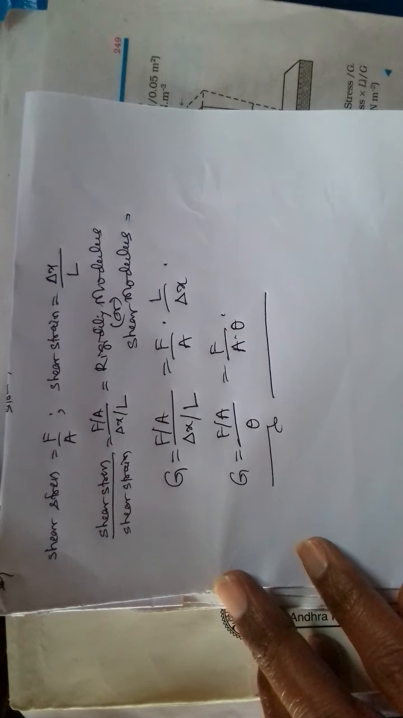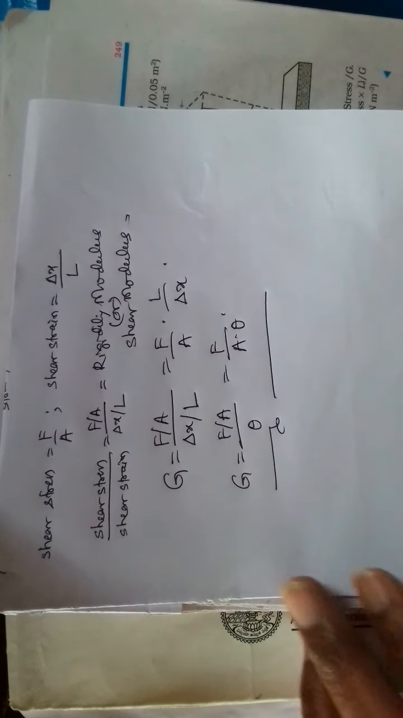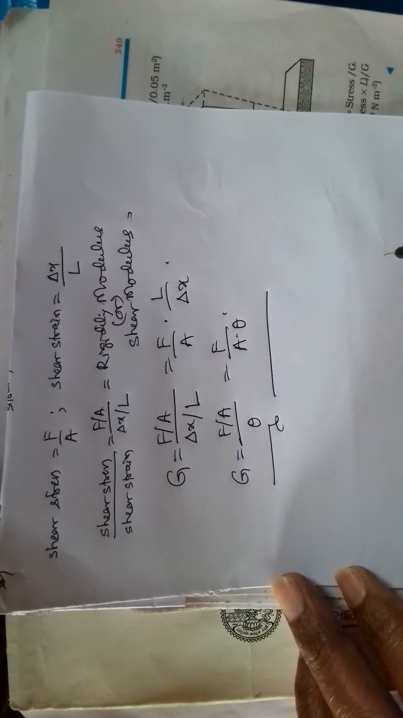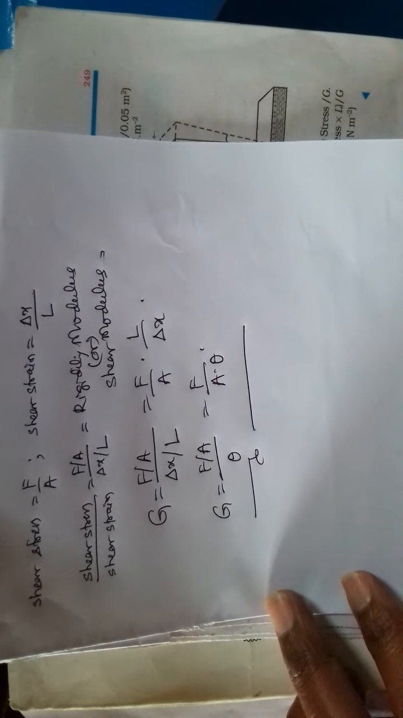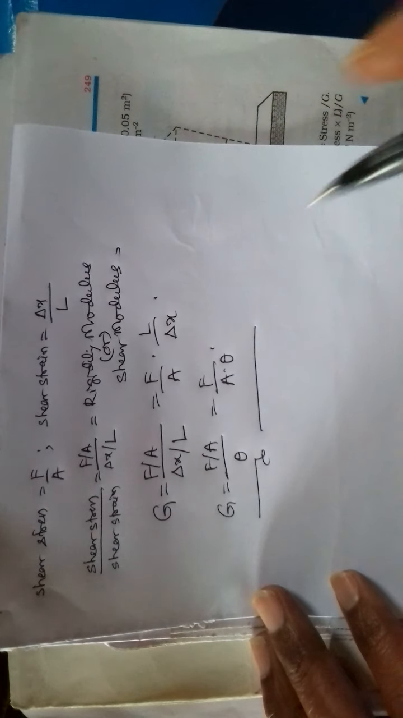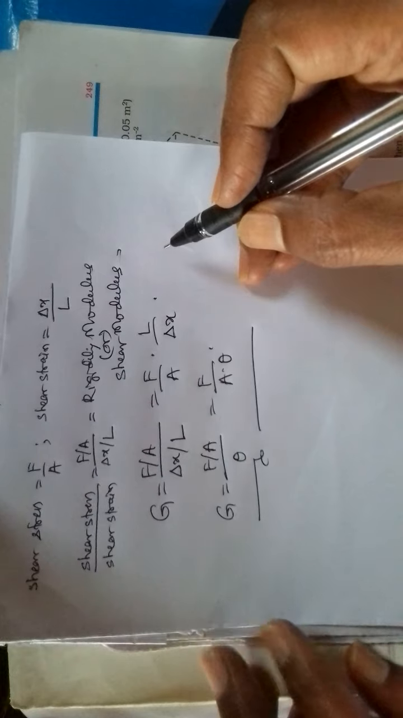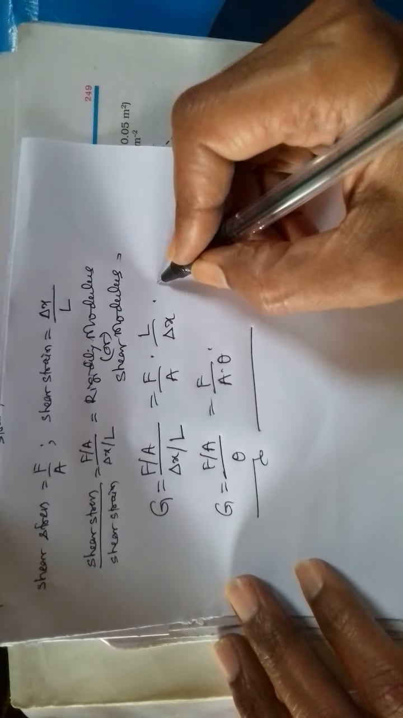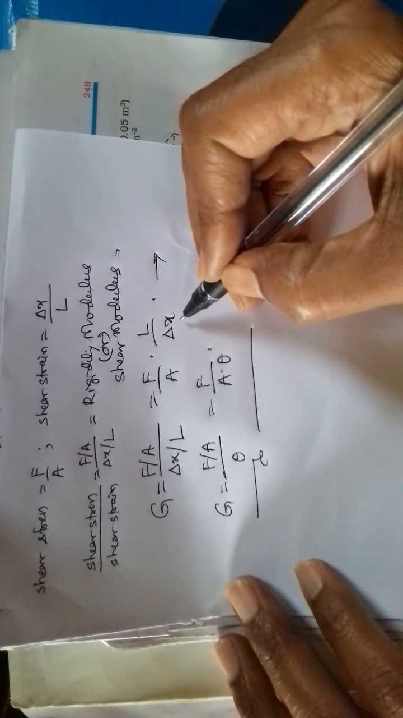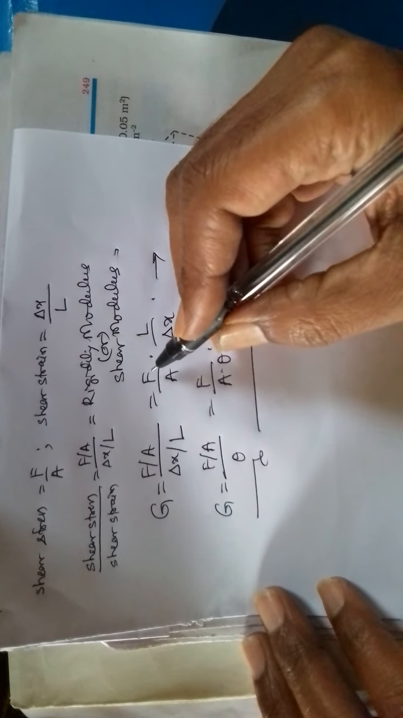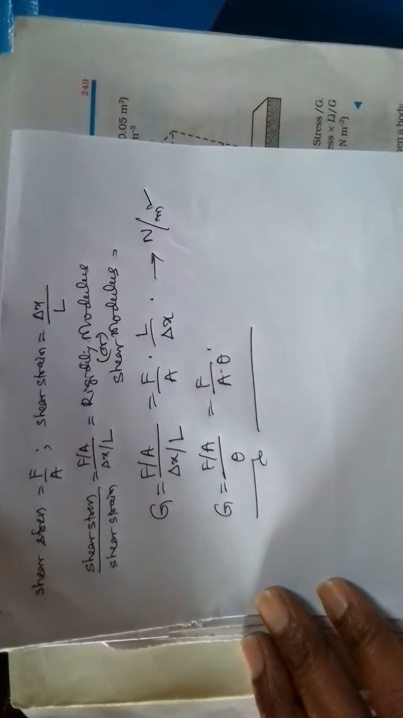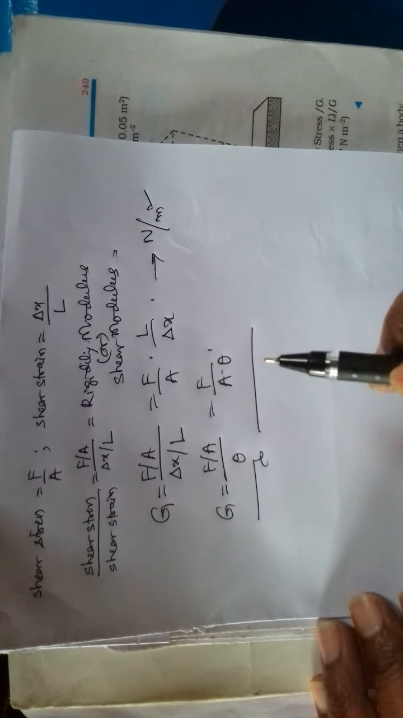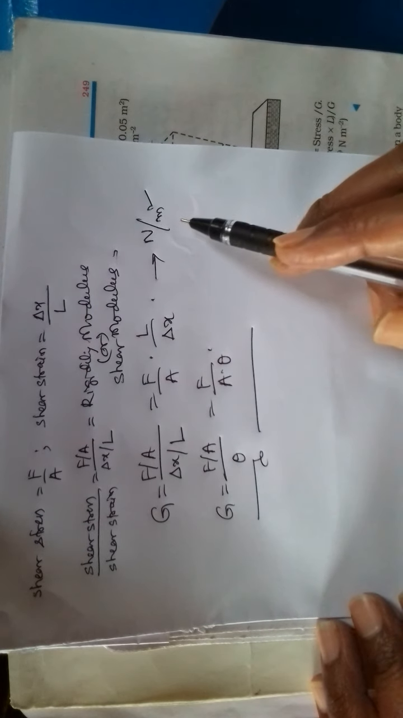And just like Young's modulus, shear modulus value also depends upon the material. Different materials have different shear modulus values, and if you want to know its SI unit, it is very easy. Here this is length, this is length, so it gets cancelled, and here force, that is Newton, and here area, meter square. So Newton per meter square. It means shear modulus as well as Young's modulus, both have the same units.